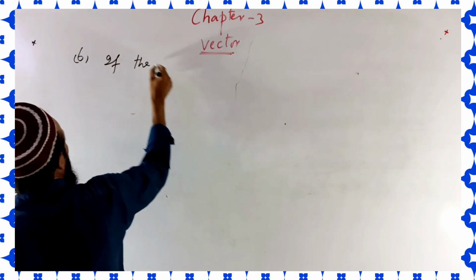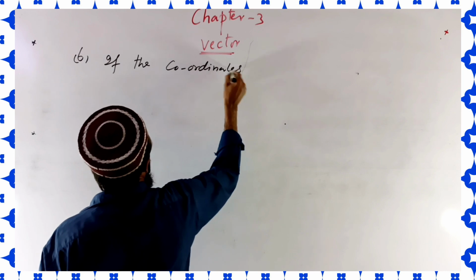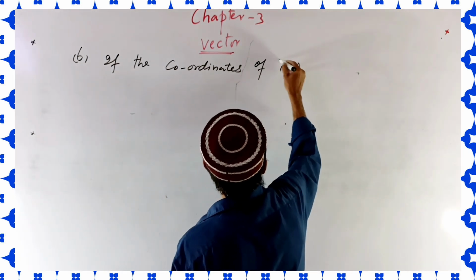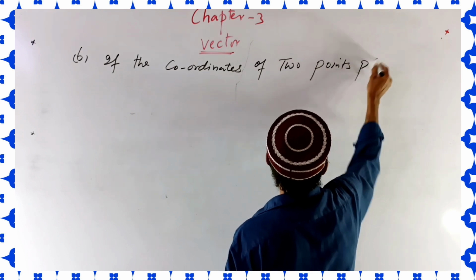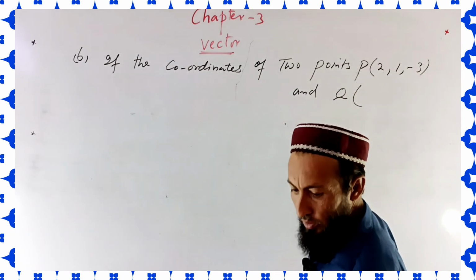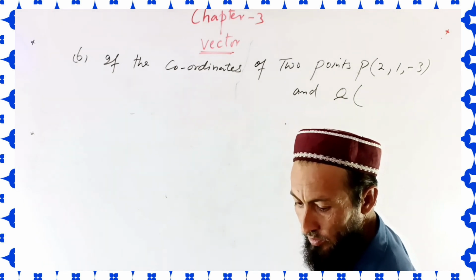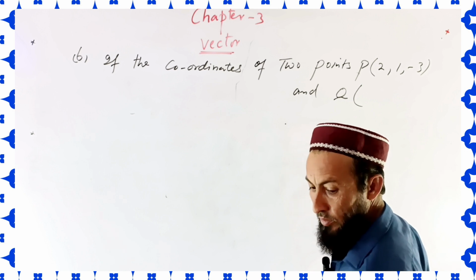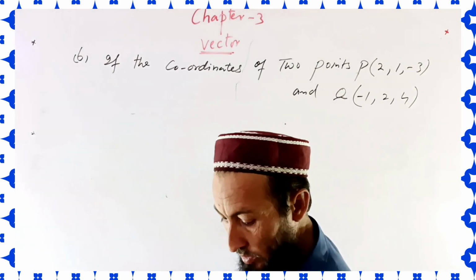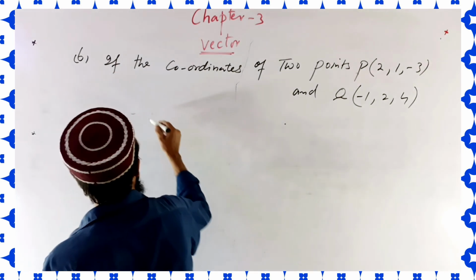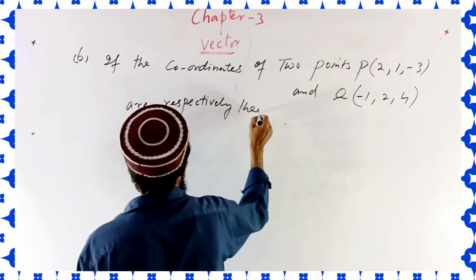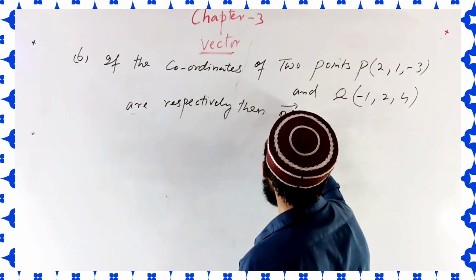If the coordinates of 2 points P and Q are equal to (3, -1, 2) and (4, ...) respectively, then PQ will be equal to, what is the answer?